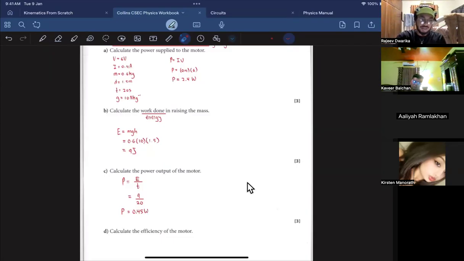And using that, we figured out the power. So we needed to supply 9 joules of energy over a time period of how many seconds? 20. So in other words, how much power do we have in an ideal world to use to lift the mass? 0.45. Right. But how much power are we supplying to the motor? 2.4.